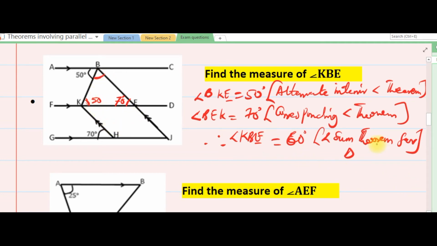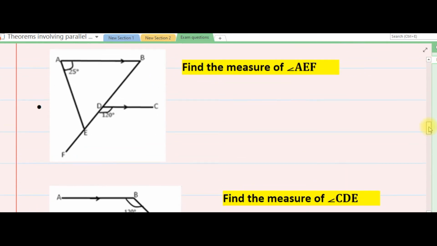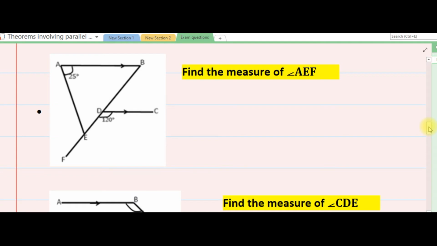So the next one, we are given this diagram. We are asked to find angle AEF. So we are looking for this. This is an exterior angle, so once we know the remote interior angles, we know this. So the next thing is to get this. How do you get this? These two lines are parallel, and this is a transversal. So I need to know this. If I know this, we have known this.